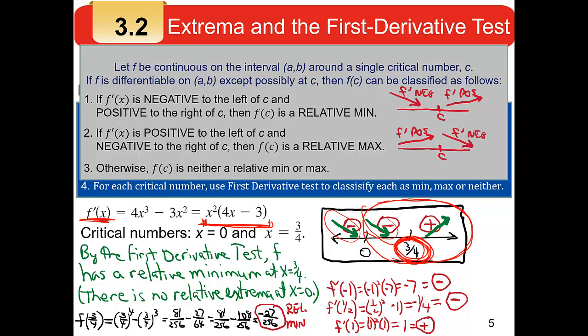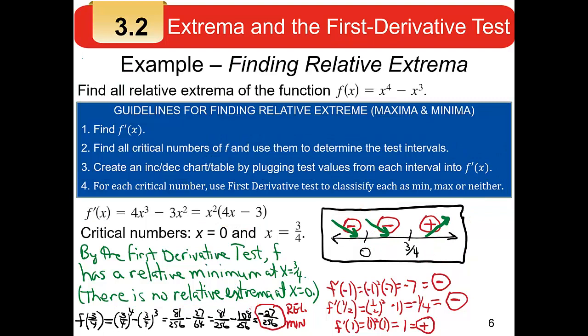back into the original function, and do the calculation. And I won't do it here. I show it, but I'm not going to talk my way through it. It comes out to be negative 27/256. And remember, that number, negative 27/256, was obtained by plugging back into the original function, not into the derivative. So be really careful about that.